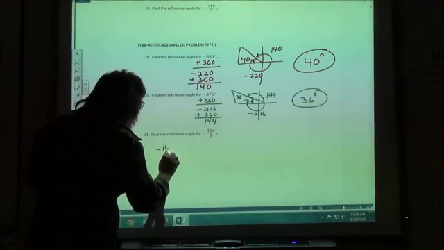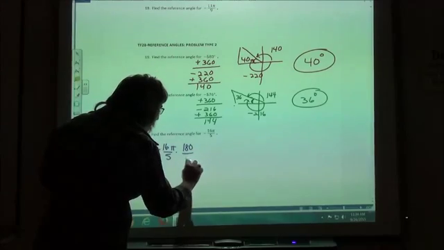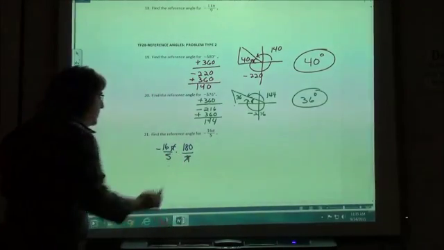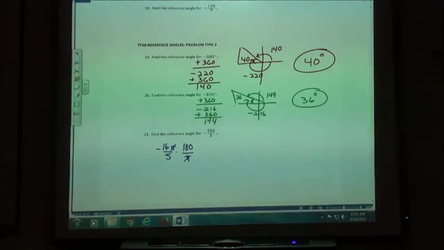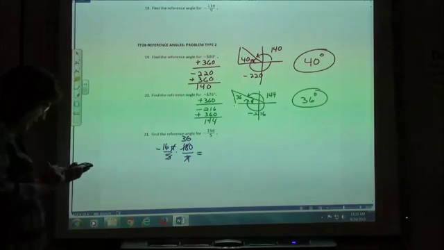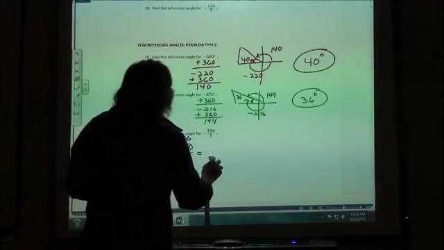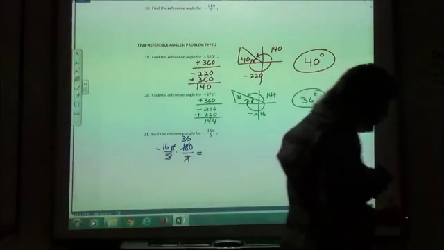So negative 16 pi over 5 times 180 over pi to do my conversion. So 180 divided by 5 is 36. And then 36 times negative 16 gives me negative 576. Did I get the exact same angle? I did.